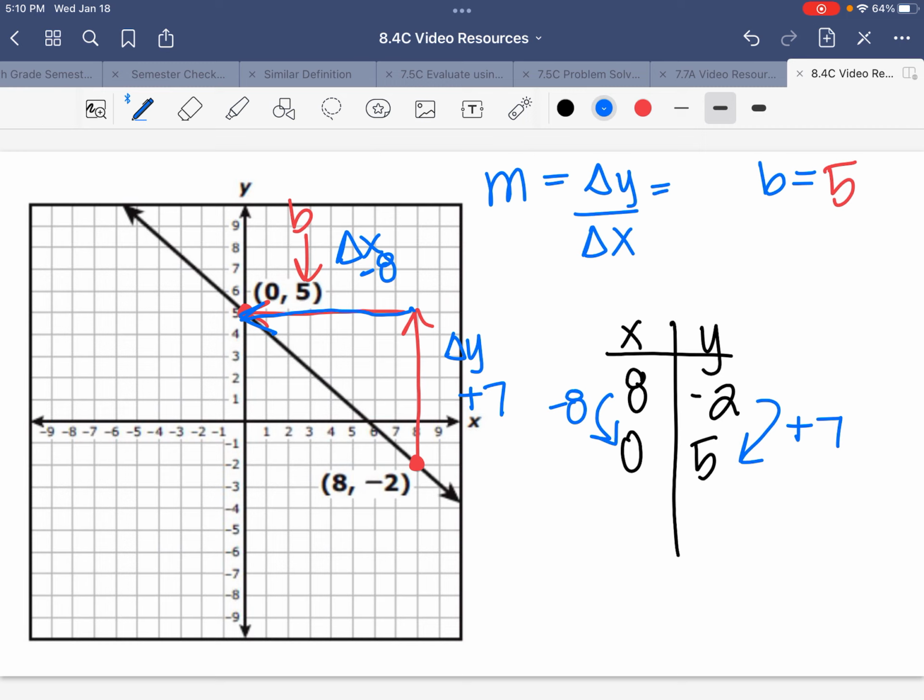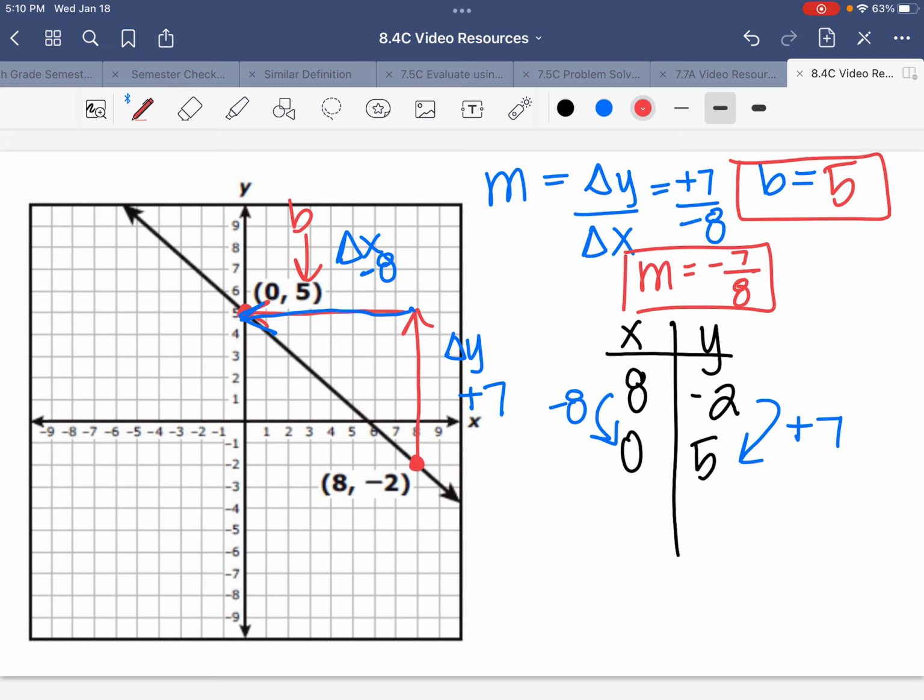So when I put it in that ratio form, my change in y is that increase of 7 as x decreases by 8. And for slope, I can just leave it in that ratio form. So my slope is a -7/8, while my y-intercept was a +5.